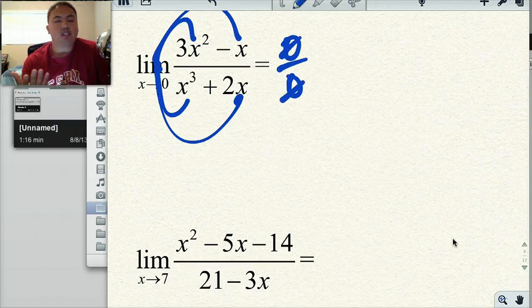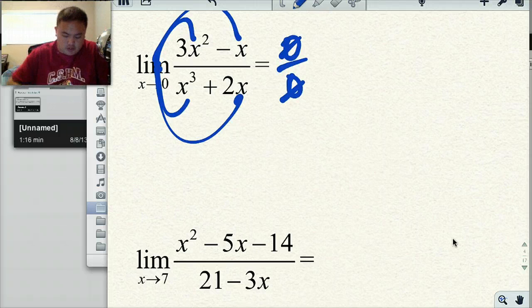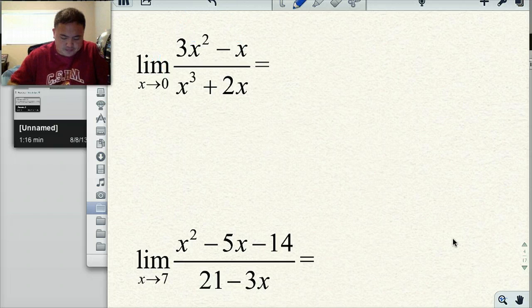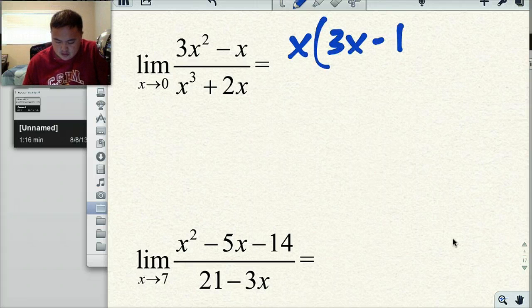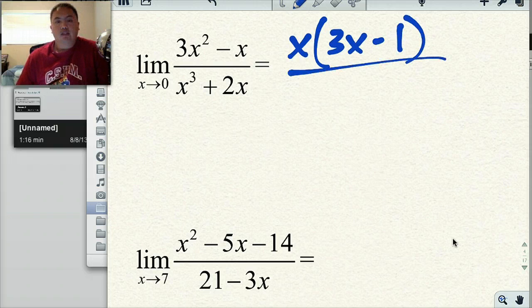Now, some of you may just say, why don't I just factor in the beginning? You should always try plugging in the number because you never know if you're actually going to get a solution. So I plugged it in, I get 0 over 0. So that means I have to factor. In the top one, the numerator, I have a common factor of x. So I'll factor out an x. Same thing with the bottom. I also have a common factor of an x.